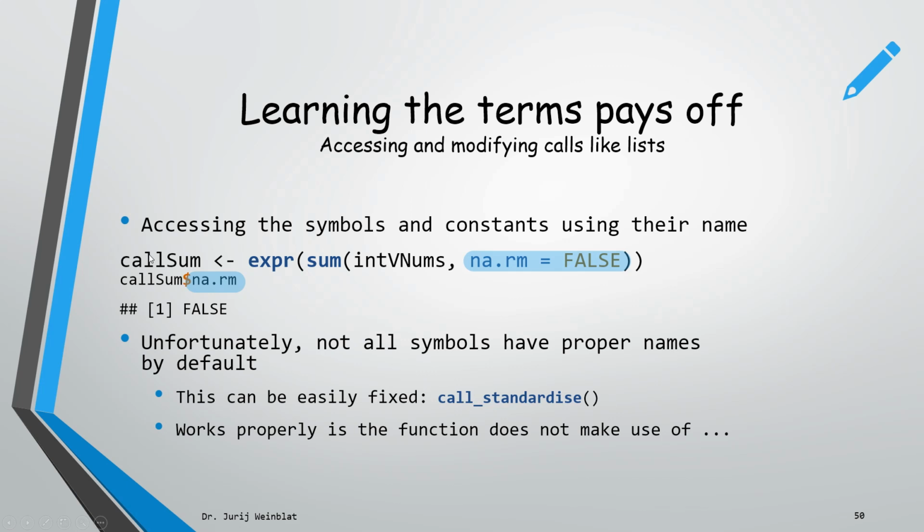You would execute it on call_sum and save its outcome in another object, and the resulting expression has the na.rm name of a parameter in it, and this makes sure that you can also access it using this syntax over here. So if the expression you would like to work with does not have proper names, it's really easy to fix it.